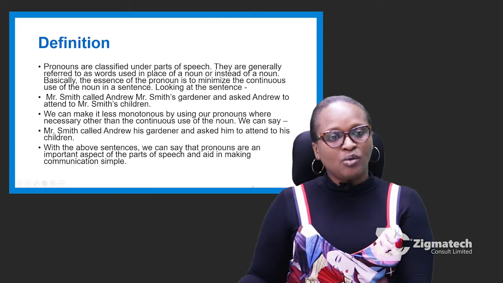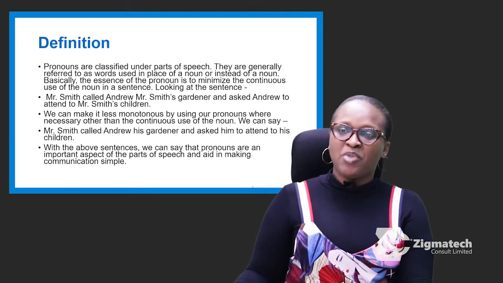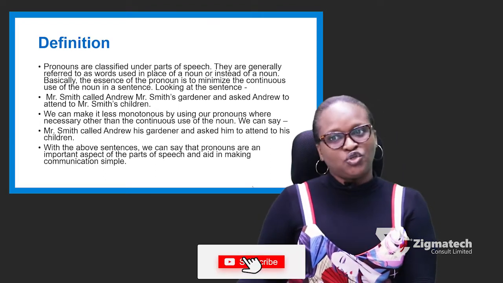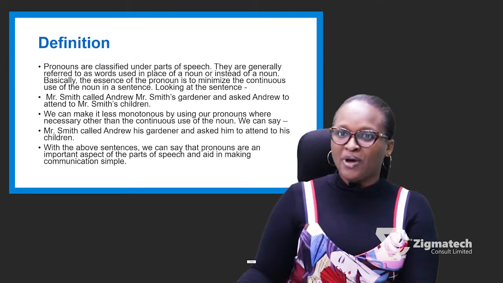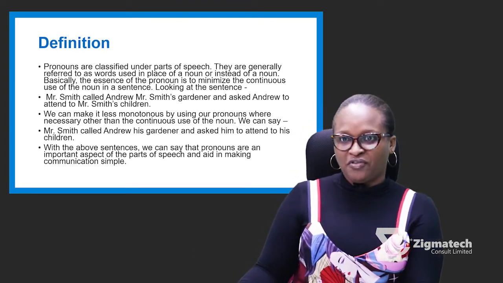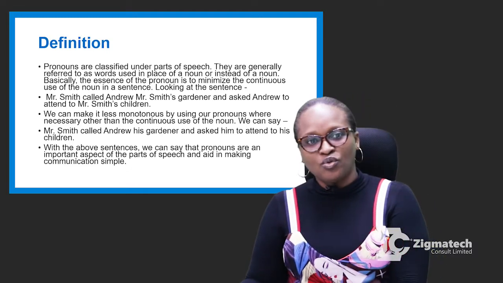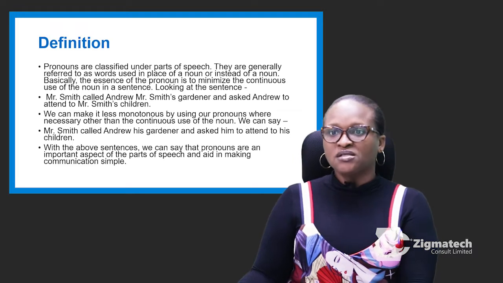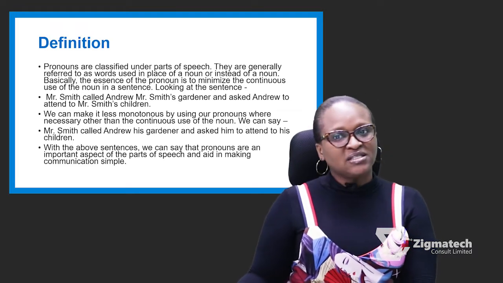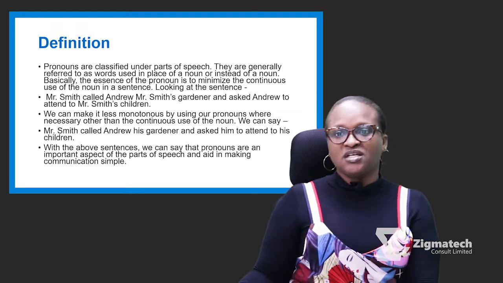We said that pronouns are classified under parts of speech. The parts of speech we have in English are 8 in number, and the pronouns are one of them. They are referred to as words that are used in place of a noun or instead of a noun. Now, the essence of this is to minimize the continuous use of a noun in a sentence.